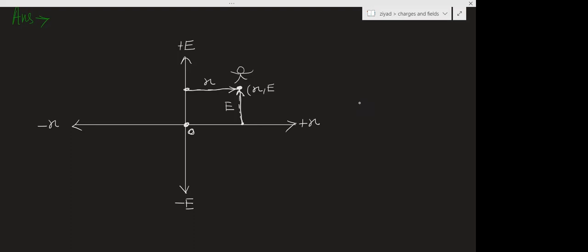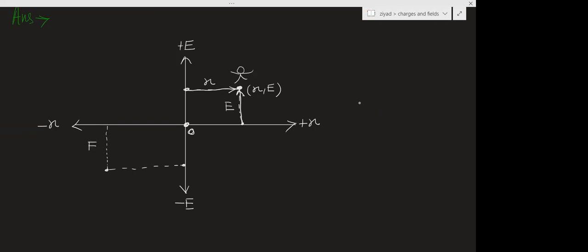But if you are taking another point here, so what you will do? First, you will draw the perpendicular on both the axes. Now this distance is x, where you are, and this is electric field.